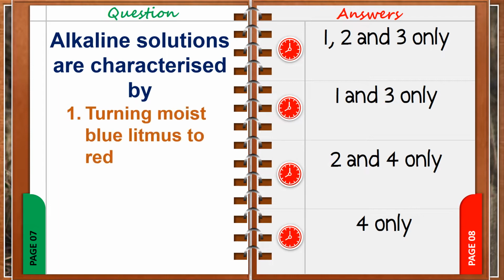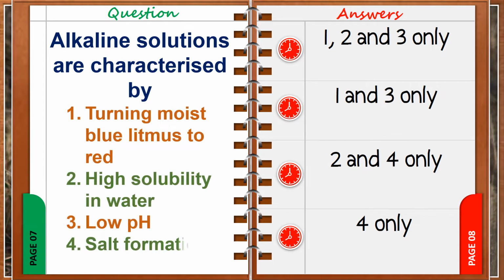Alkaline solutions are characterized by 1. Turning moist blue litmus to red. 2. High solubility in water. 3. Low pH. 4. Salt formation with acids. Four only, which is salt formation with acids.